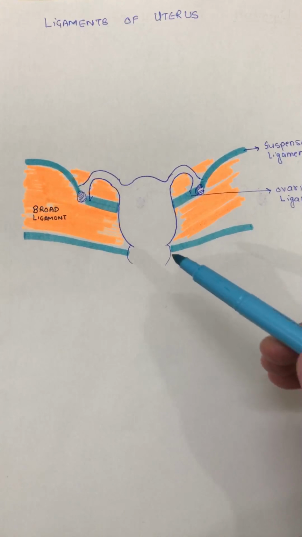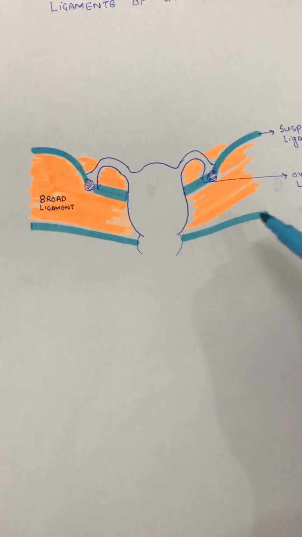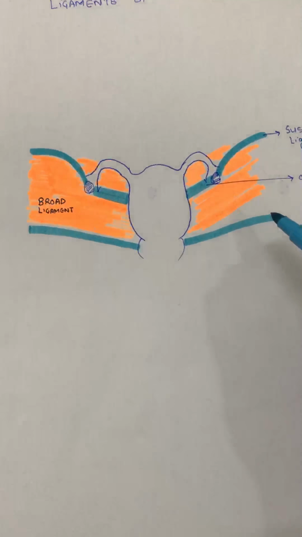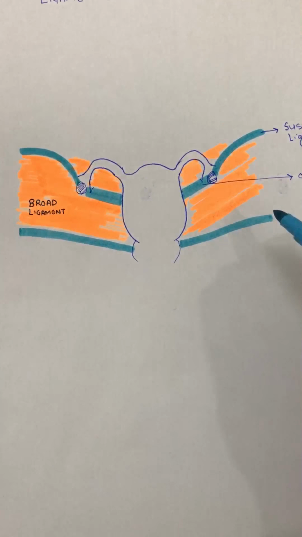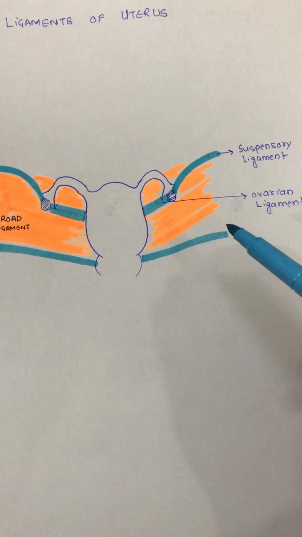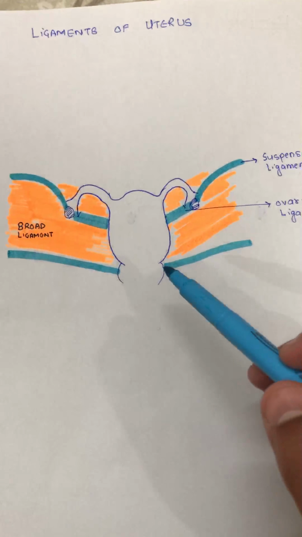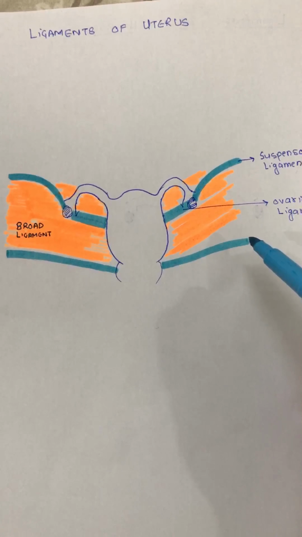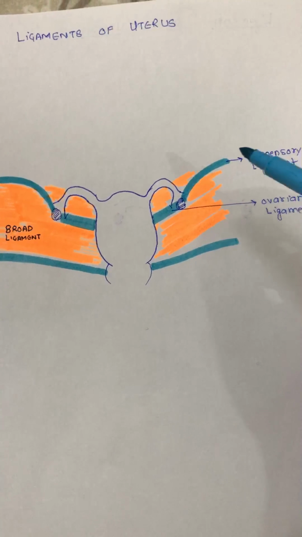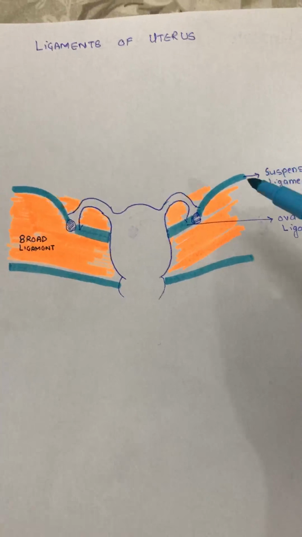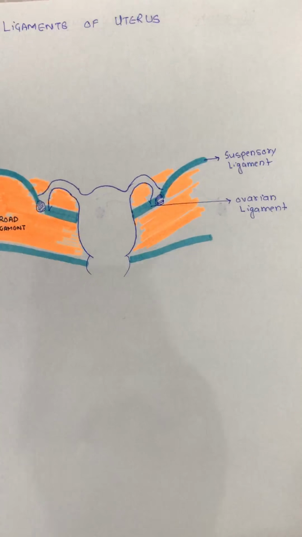The cardinal ligament, here in blue, connects the cervix to the lateral pelvic wall, and this cardinal ligament contains the uterine vessels, that is the uterine artery and the uterine vein. So the major thing to remember is that the cardinal ligament contains the uterine vessels and the suspensory ligaments contain the ovarian vessels. Now there is another ligament called the round ligament.